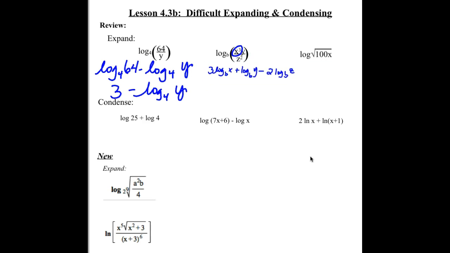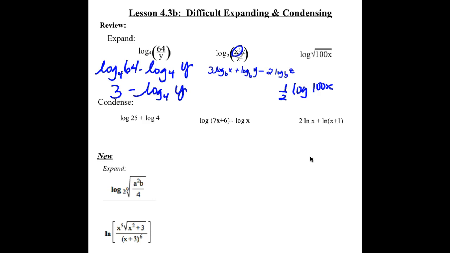All right, last one for the expanding ones. What's our base here? It is base 10. So when we expand this, we have to remember we are in base 10. What does the square root become? It's a 1/2 power. Okay, so powers move out front. We have 1/2 times the log of 100x.